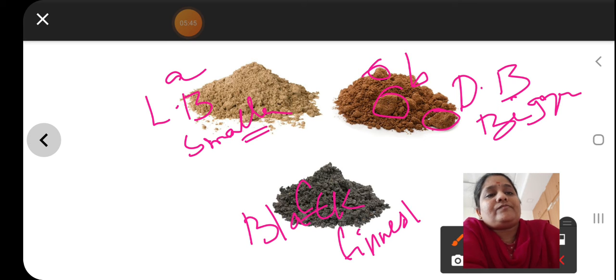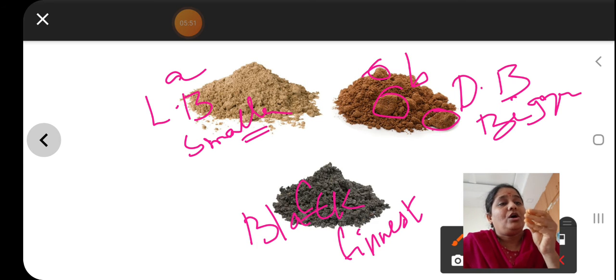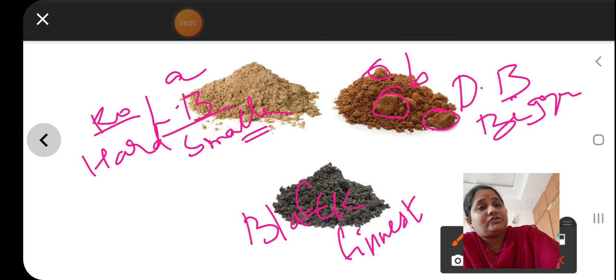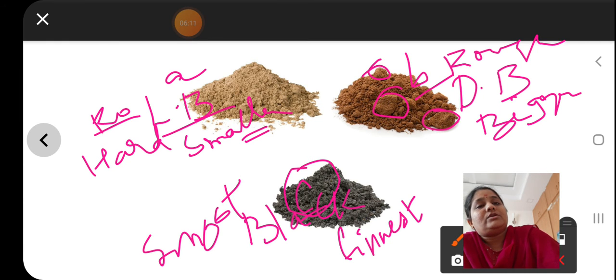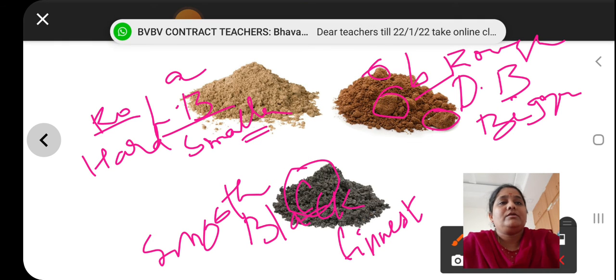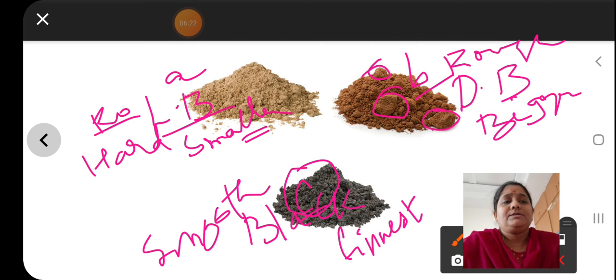Now in our tabular column, the third criterion is the texture, how the soil is in appearance and touch. This is a sandy soil. It is hard in its touch, in fact rough in its touch. This is also hard and rough in its touch. When it comes to the third soil, the black colored soil, it is very smooth in its touch. Okay, children, so by this activity, you can complete the three columns in the tabular column.